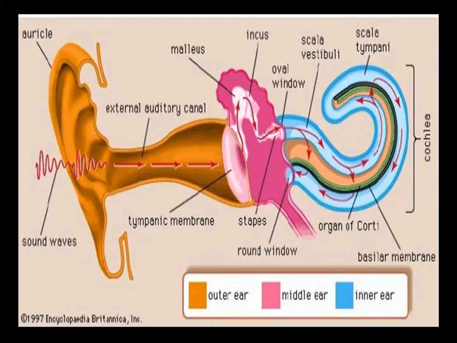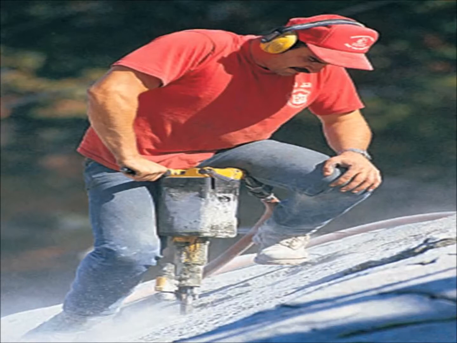Here is the path that the sound is taking. It is collected by the auricle, and then it passes across the tympanic membrane, which is your eardrum, and then it goes across the malleus, incus, and stapes, hammer, anvil, stirrup, and then it proceeds to go through the cochlea, and is then interpreted by the auditory nerve.